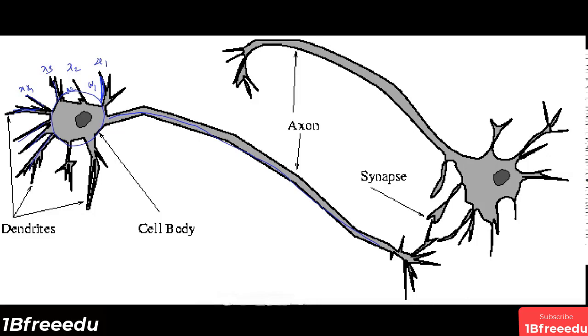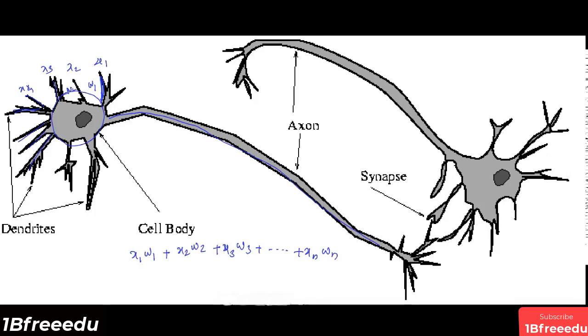After receiving these inputs at the cell body, what this neuron does is a weighted sum of these inputs. That means we multiply x1 with w1. It is like this: x1 w1 plus x2 w2, plus other input into its weight, and so on. If there are n inputs, we multiply all those inputs with their weights and do the weighted sum.